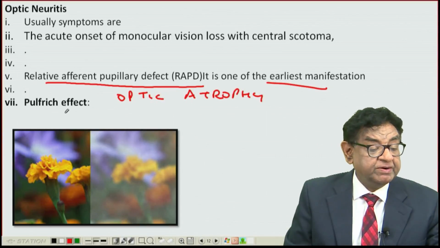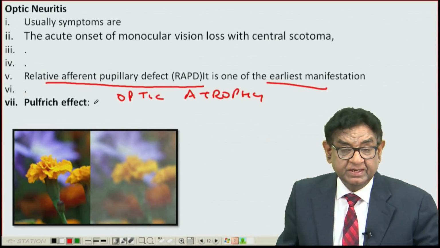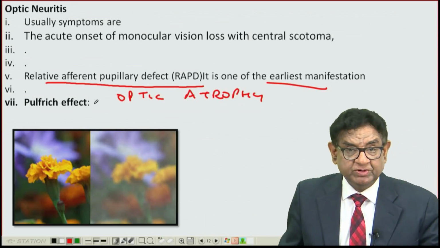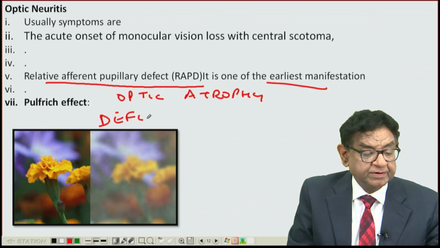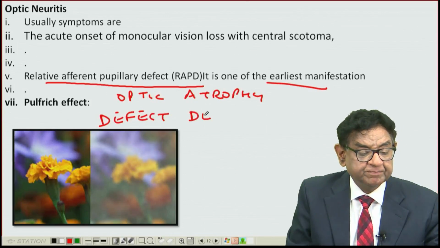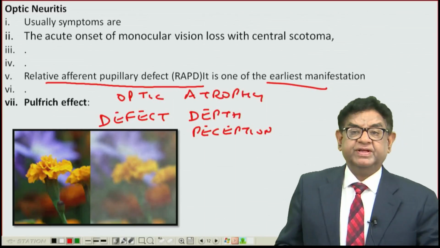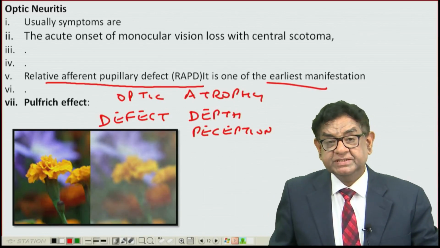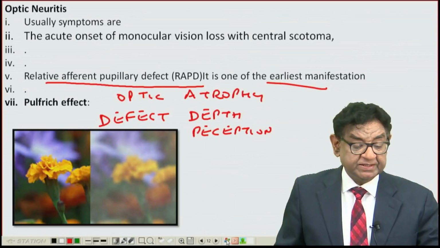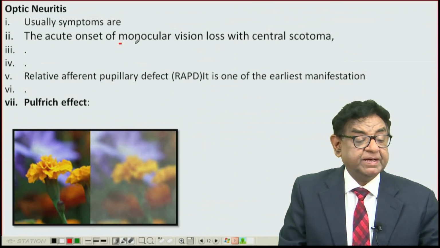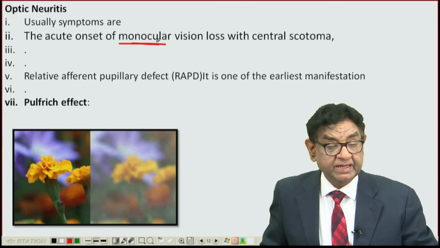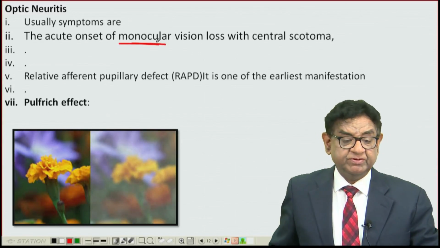Now we talk about the Pulfrich effect. Now, what is this? Again, you got to understand. First, you write down defective depth perception, what we call as Pulfrich effect. Now, what is this and why? Again, we learn the basic concept. Remember, most of the time in MS, a single optic nerve is involved.